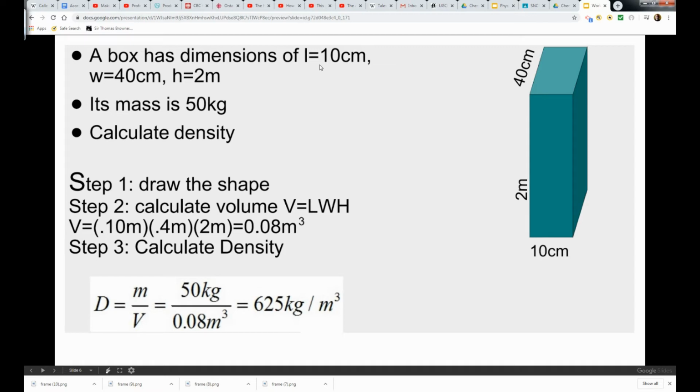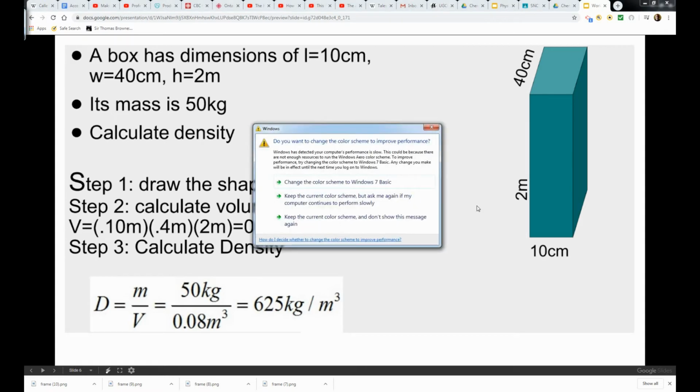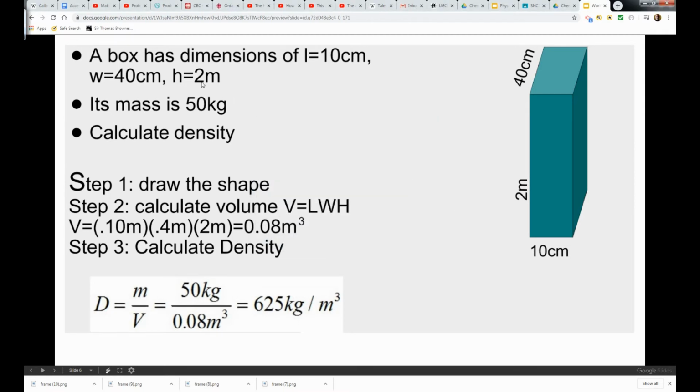But did I do this correctly? You wouldn't believe how many students would go 10 times 40 times 2. But think about it, 40 centimeters. Now, is this done proportionally? If this is 2 meters, does that look like 10 centimeters to you? Or is the diagram creating that cognitive dissonance where it's tricking you into believing something that isn't stated here? So what I've done down here is I've converted everything to meters. And then I got 0.08 meters cubed. Okay, and now we get a density of 625 kilograms per cubic meter.